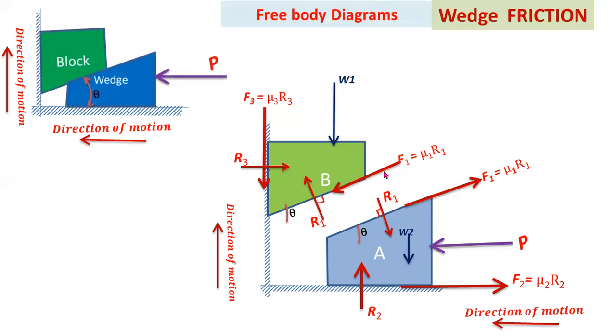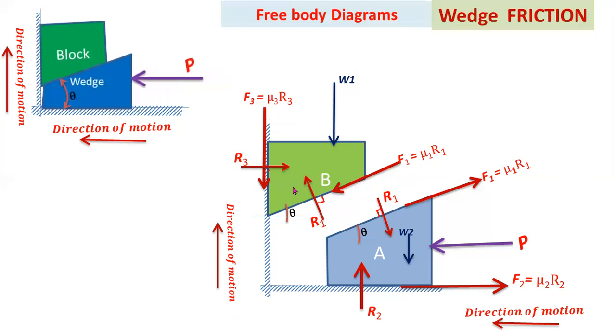These two are parallel along the inclined surface. This frictional force F1 makes an angle theta with respect to the horizontal. This frictional force also makes an angle theta with respect to the horizontal. Now this one is another friction force F3 equal to mu3 R3. So this block will move upward, so you have to consider downward frictional force. These all are the forces acting on the wedge and block. This is a free body diagram for this wedge friction problem.